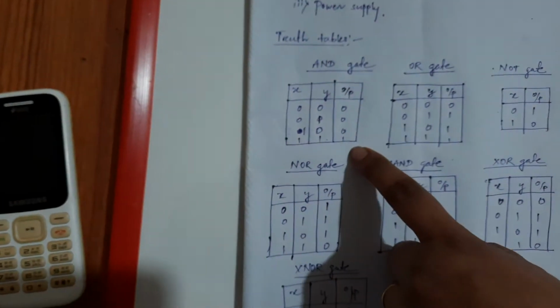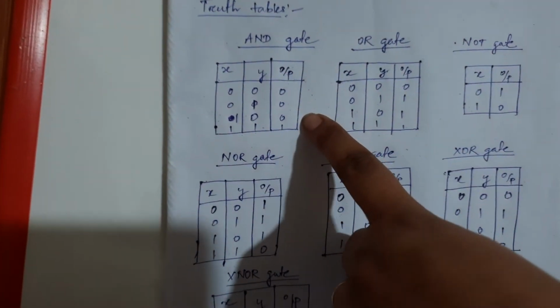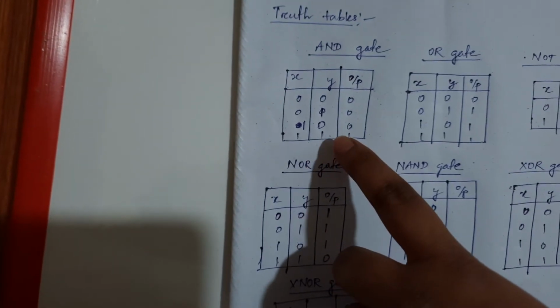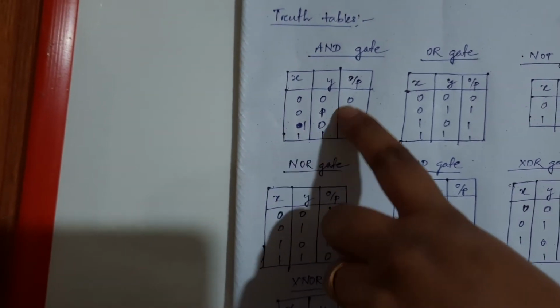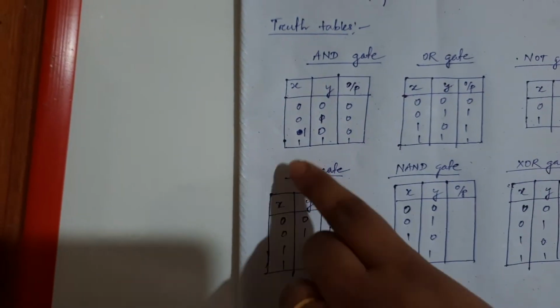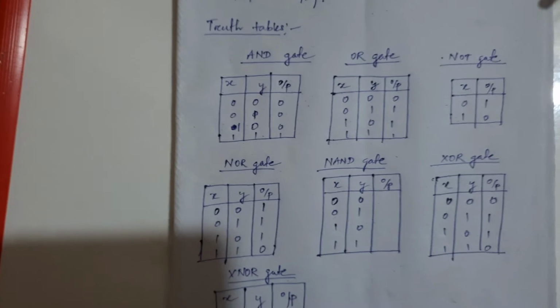Now we will see the AND gate. What is the function of the AND gate? We will do the experiment for a 2-input AND gate. Whenever at least one input of the AND gate is 0, the output will be 0, and only if both the inputs are 1, the output will be 1. Now we will see that.